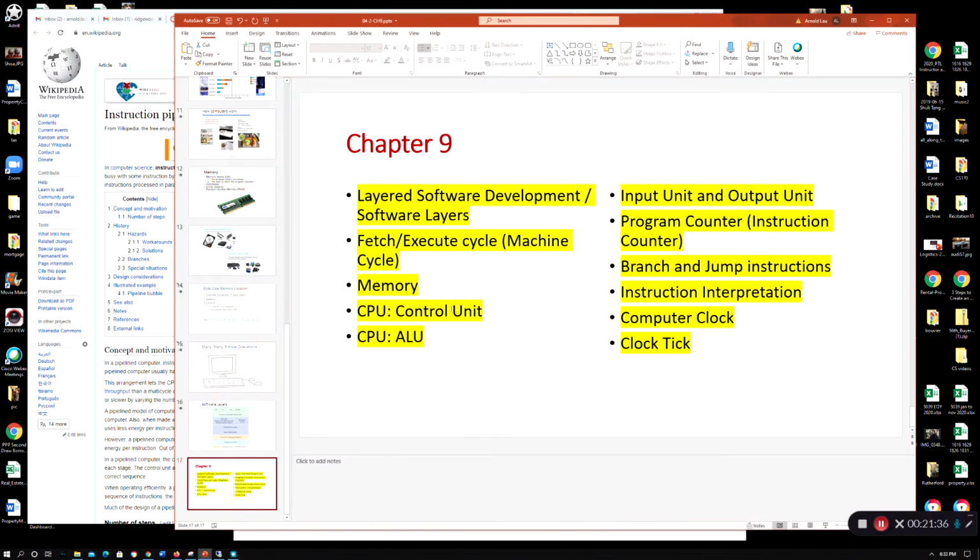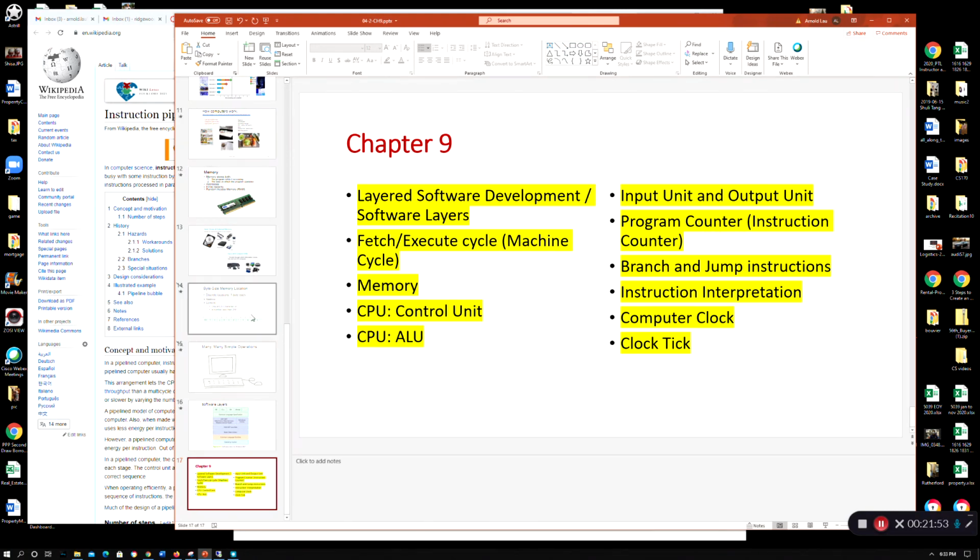So this is actually running the program, right? And then the ALU, the arithmetic logic unit, is the one that's actually doing the number crunching, right? You have your input and output, and the program counter that keeps track of where you are in the program.